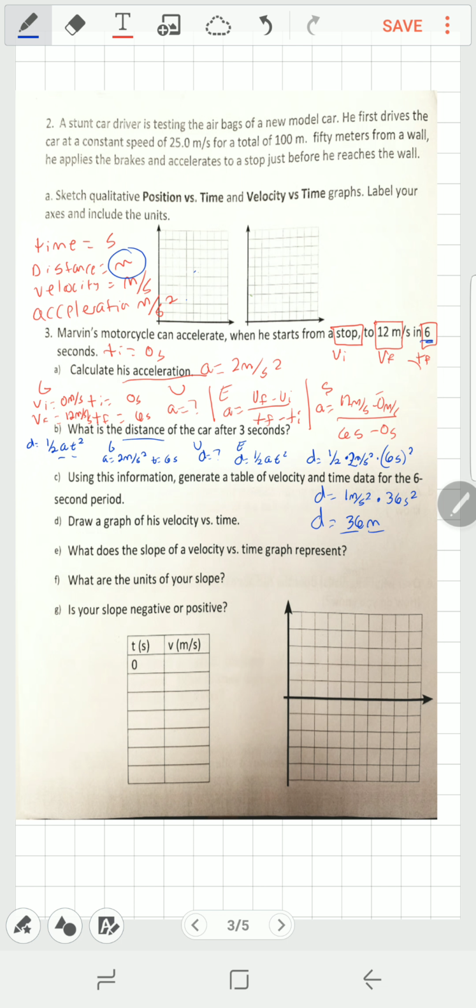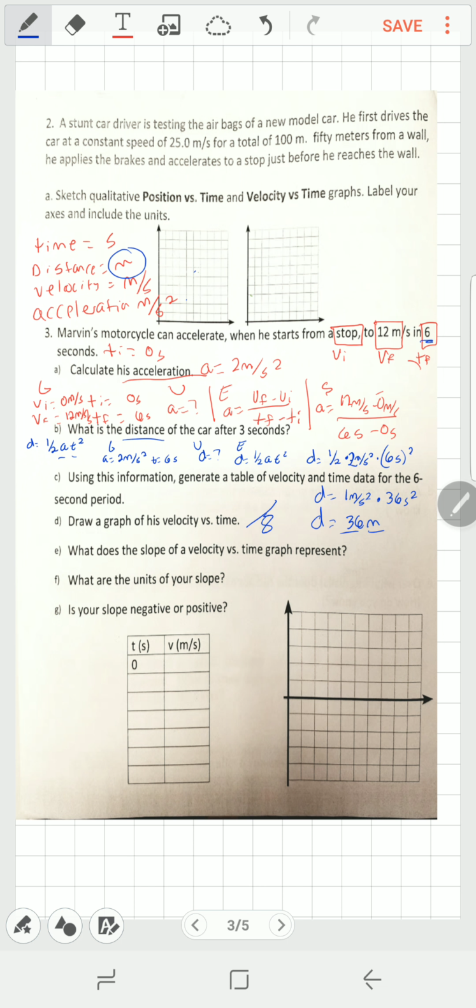Now, using this information, generate a table of velocity and time data for the 6-second period. So we're going to have to draw a graph of velocity versus time. That means you will have 8 things that you need to cover. 8 things. First is the title. Did we get the title? And the title's got to be the effect of IV on DV.